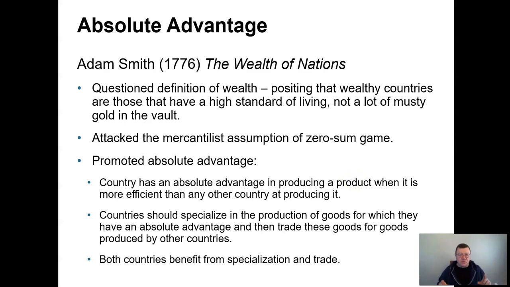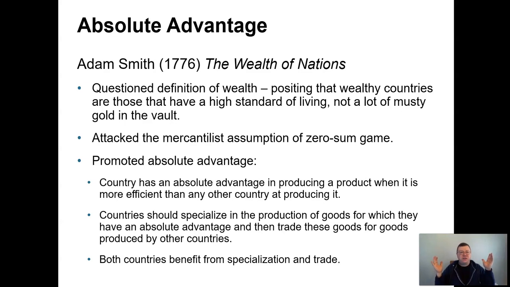He said, if England wants to be wealthy, we don't necessarily want to have a bunch of musty old gold in the vault, because that gold is not really doing anything. It's just sitting there. What we want to have is people producing and consuming lots of goods and services. So this is kind of a more modern view of a wealthy country. And today, when we talk about a wealthy country, we don't talk about gold and silver.